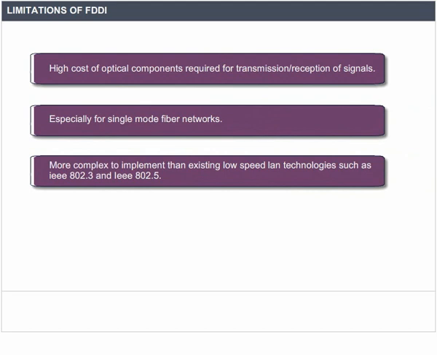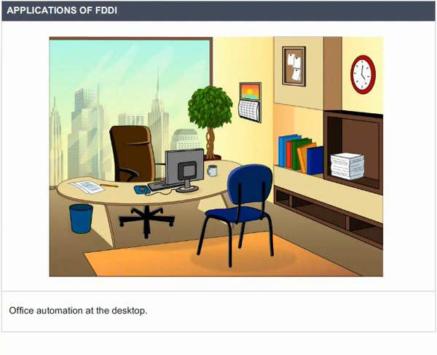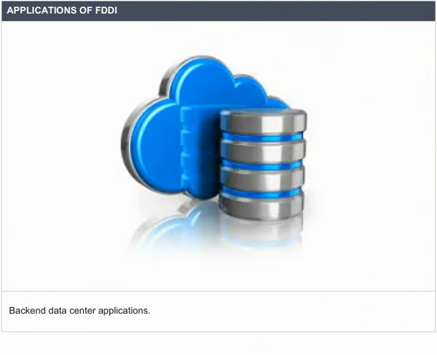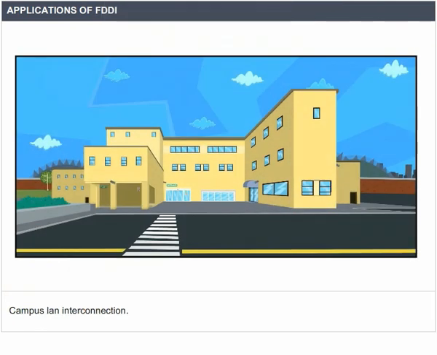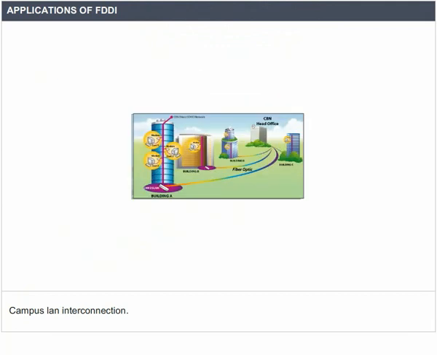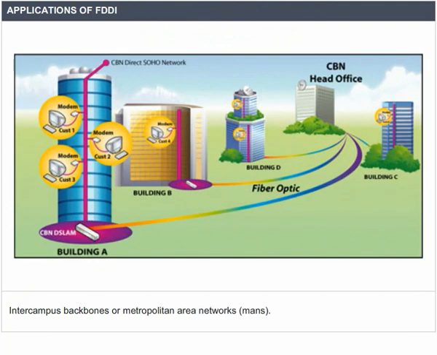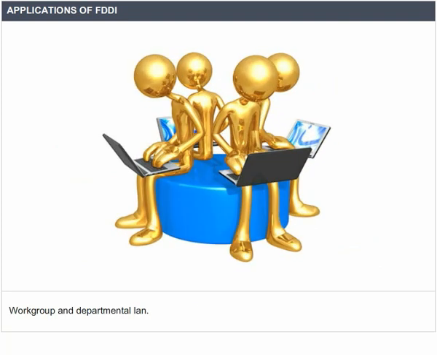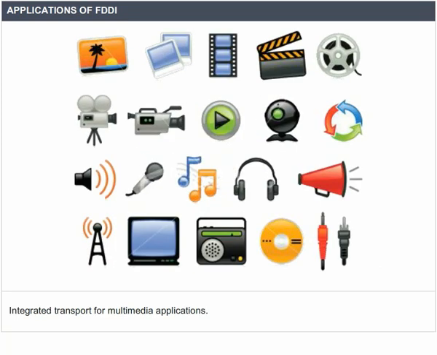Applications of FDDI. Office automation at the desktop, backbones for factory automation, backend data center applications, campus LAN interconnection, intercampus backbones or metropolitan area networks, interconnection of private branch exchanges, workgroup or departmental LAN, integrated transport for multimedia applications.